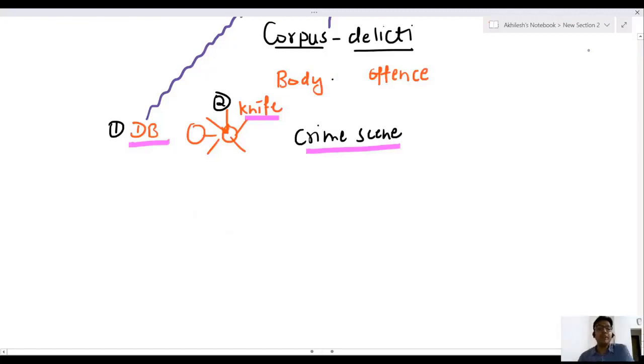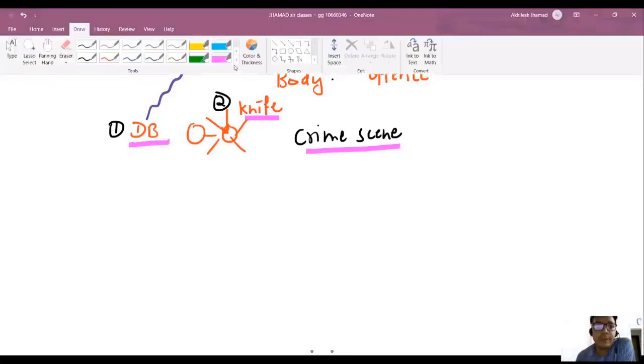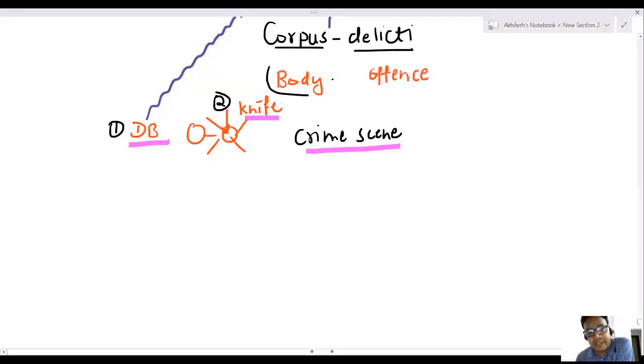If you get a question, which is the most important part of corpus delicti, the answer will be identification. Corpus delicti means body of offense. First you must recognize with whom the crime has been committed. So identification is the most important part of corpus delicti.